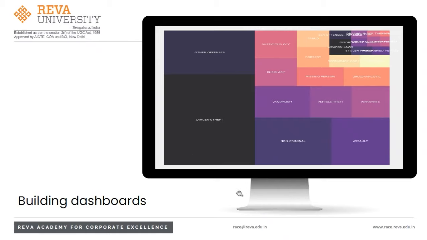Next, what I'm showing you is a tree map. This tree map only supports the argument that we made in the earlier slide. The way we interpret this tree map would be to say the larger the rectangle, the more the number of incidents of crime. The smaller the rectangle, the fewer the number of incidents of crime. So almost 50% of the area is occupied by larceny and theft and other offenses. To some extent, you also have suspicious OCC activity, burglary, vandalism, and non-criminal activities. So these are some of the incidents of crime which are majorly being committed in San Francisco.